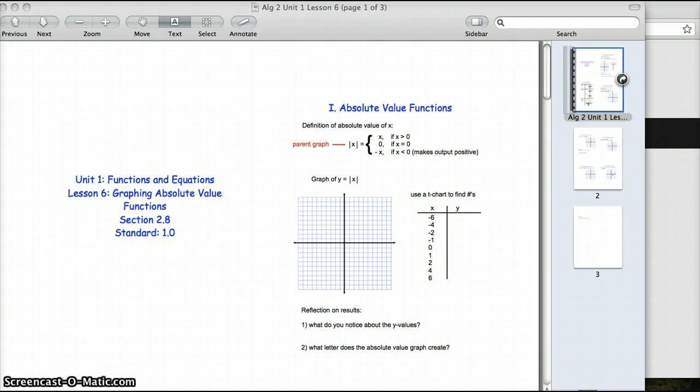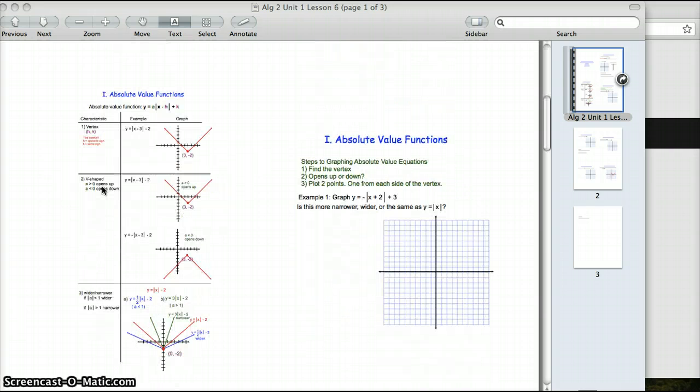Alright, so we're going to talk about absolute value functions and how to graph those absolute values. So we're going to start with the absolute value function, what it needs to look like. It needs to be in this form: y equals a times the absolute value of x minus h, plus k. Now your vertex is always at (h, k). Now k is your y, and that's going to stay the same. But your x is going to be the opposite of whatever your h is.